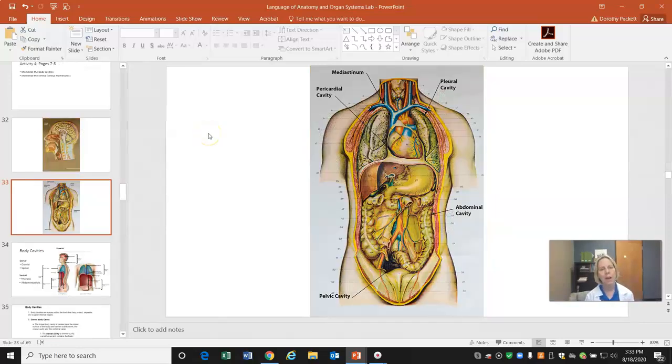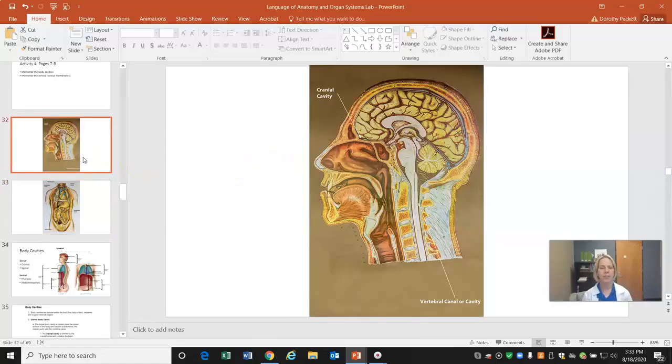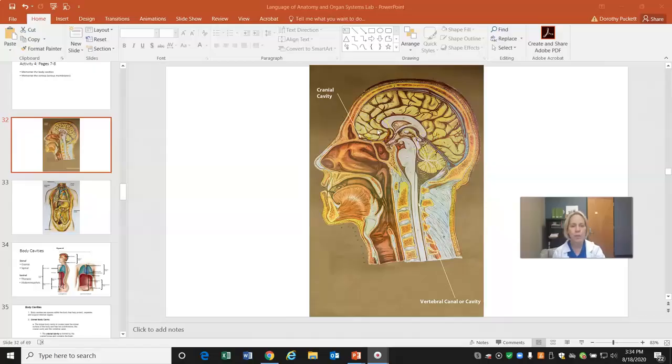You also want to know body cavities. Body cavities are found on page 7 of your lab manual. And as we look at the body cavities, there's going to be two major divisions of these body cavities. The first cavity I want you to know is the dorsal body cavity. It's made up of a cranial cavity containing the brain and a vertebral canal or vertebral cavity containing the spinal cord, which you see here in white.